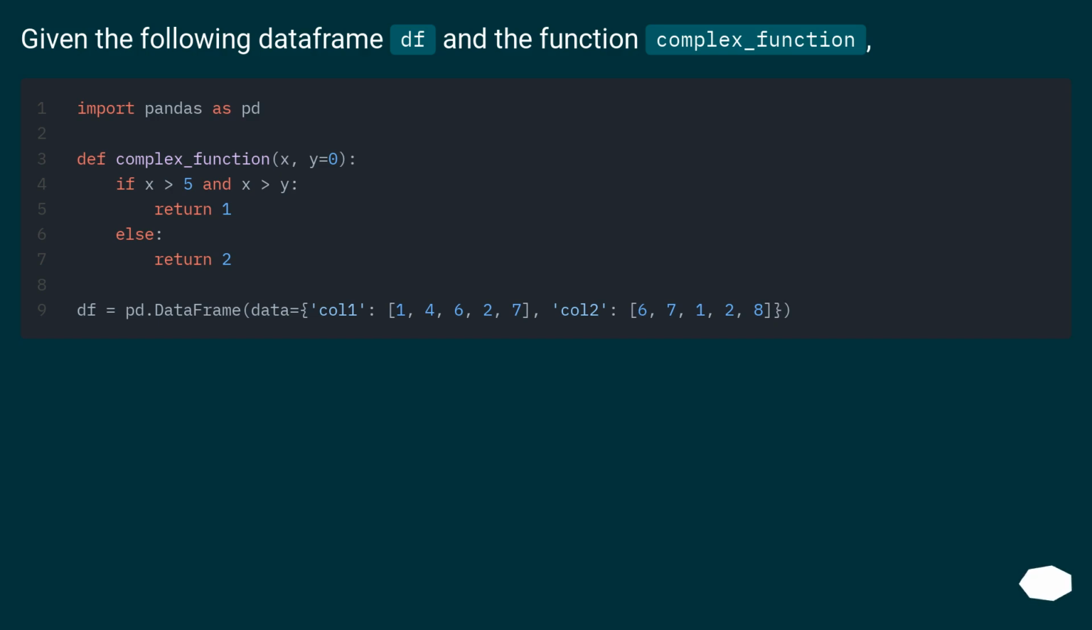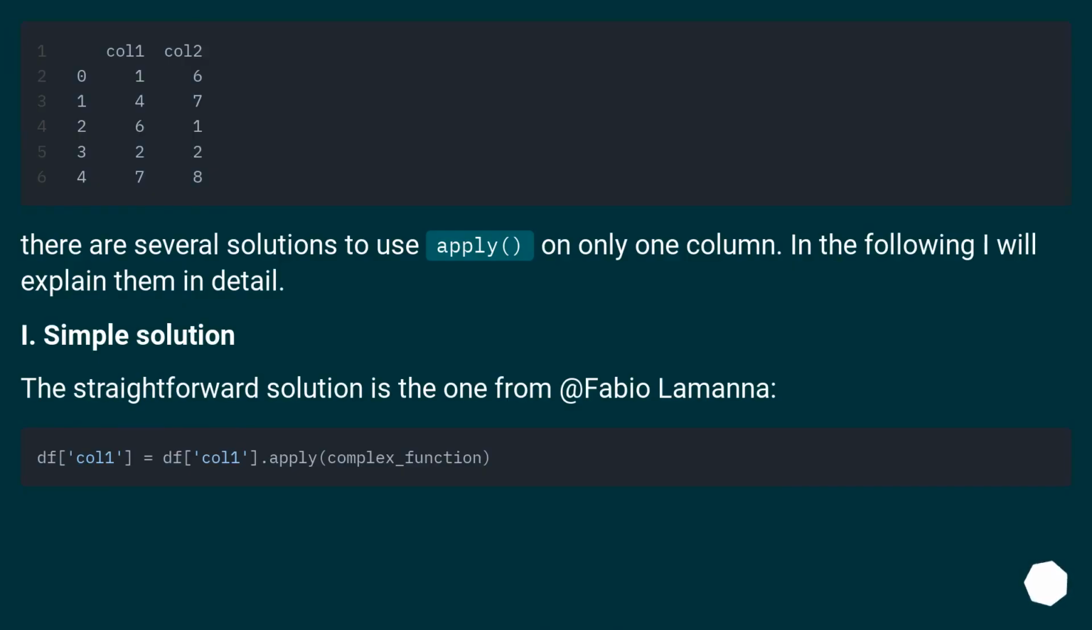Given the following data frame df and the function complex_function. There are several solutions to use apply on only one column. In the following I will explain them in detail. Simple solution. The straightforward solution is the one from Fabio Lamina.